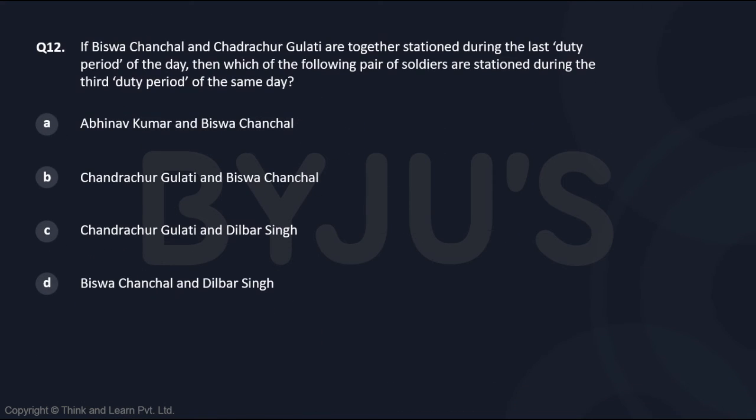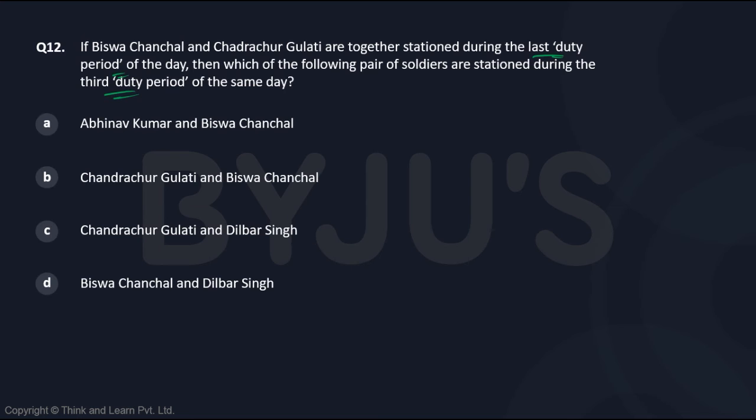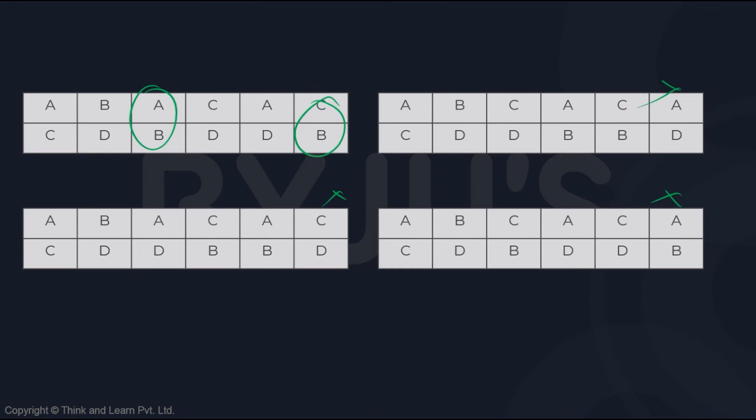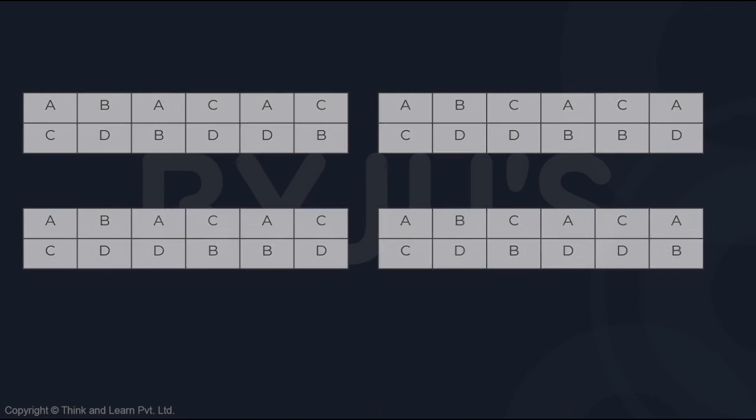Next question. If B and C are together in the last duty, then who are there in the third duty? So B and C last, only one case. So only one case we have. So we need the people who are there in the third duty. So third duty is A and B. So third duty is A and B. Option A.